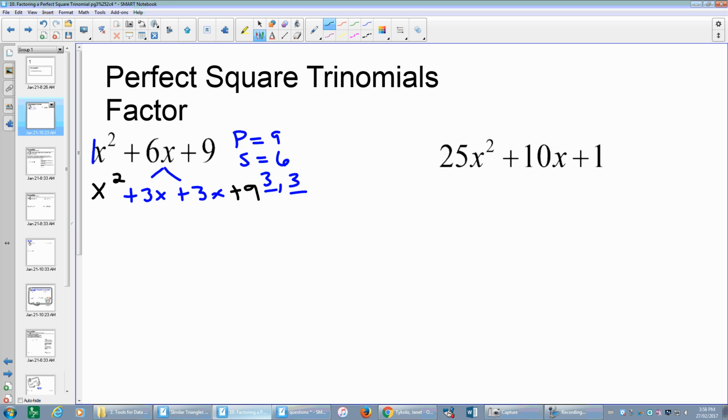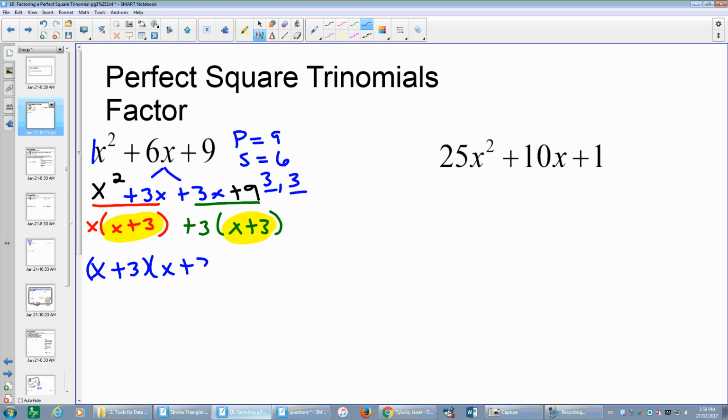Now I can group them. I have my red group, I have my green group. What can I common factor out of my red group? X squared and 3x. Well, I can common factor out an x, which leaves me x plus 3. Then I can common factor out of my green group a positive 3, which gives me x plus 3. These two pieces are the same, so I can common factor out my binomial, which leaves me with x plus 3 times x plus 3.